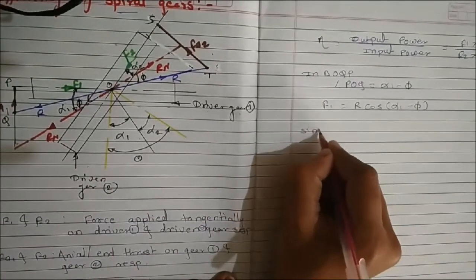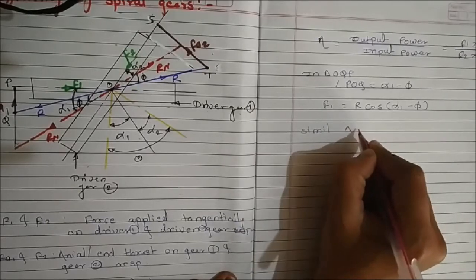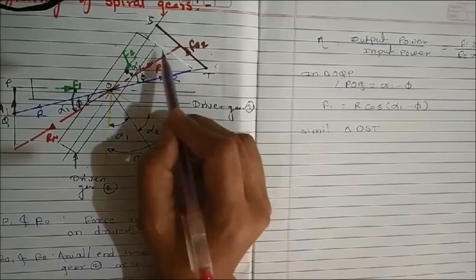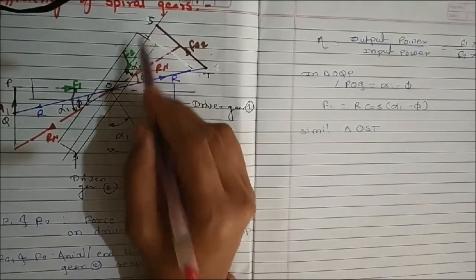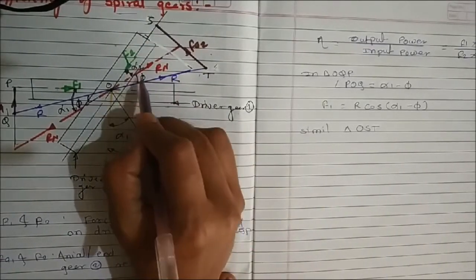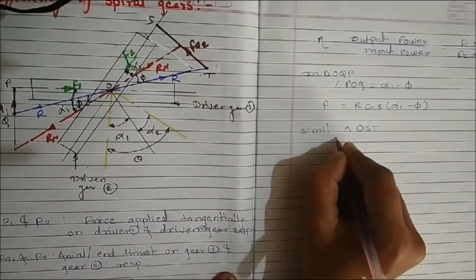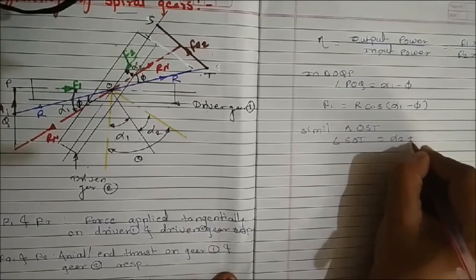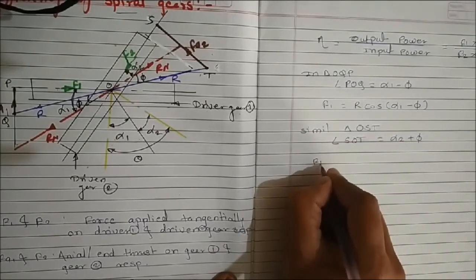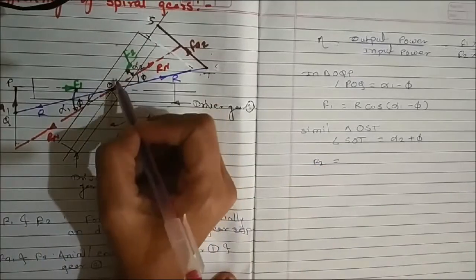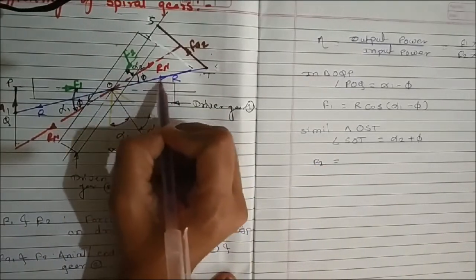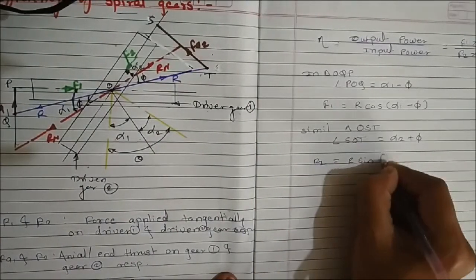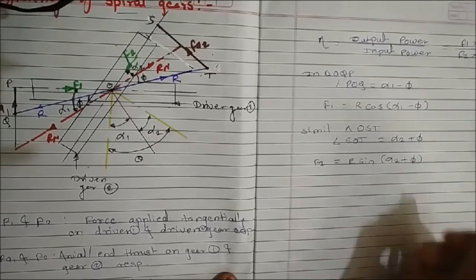Similarly, in triangle OST, the angle SOT is alpha 2 plus phi. So angle SOT is equal to alpha 2 plus phi. So F2 is the adjacent side and R is the hypotenuse. So F2 is equal to R cos of alpha 2 plus phi.